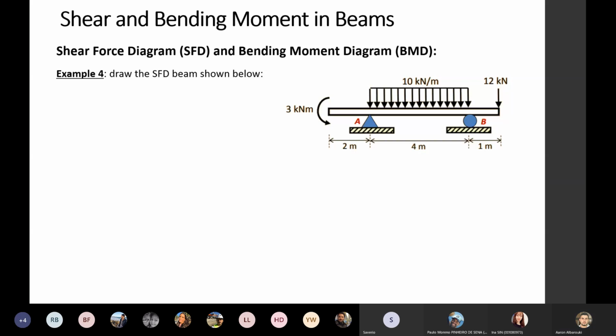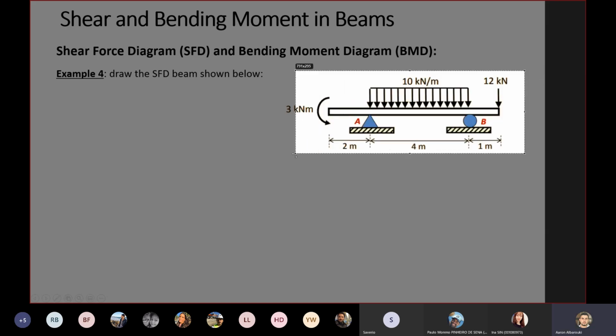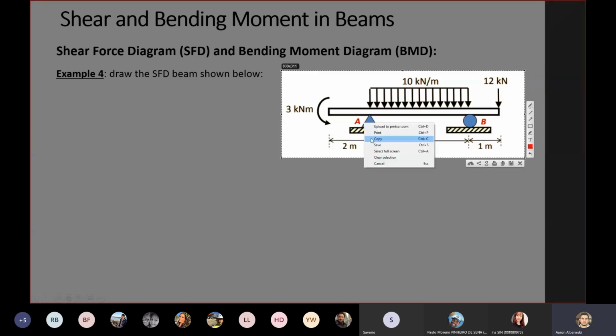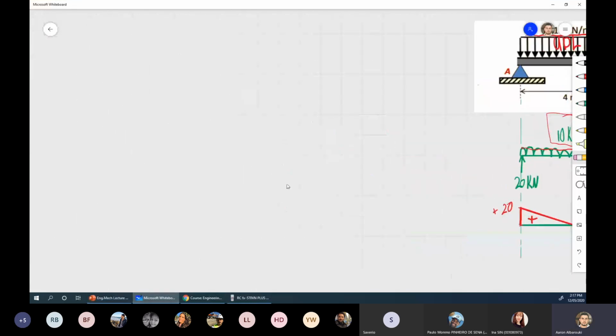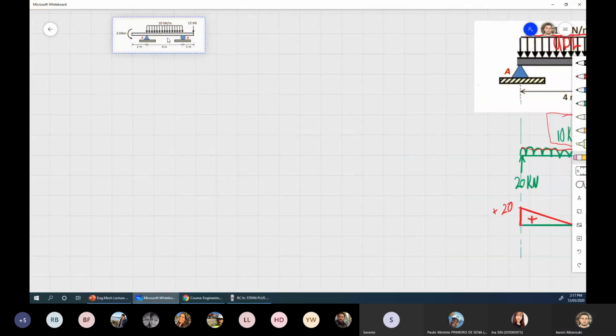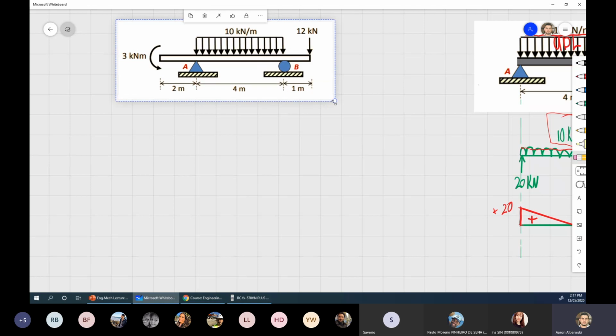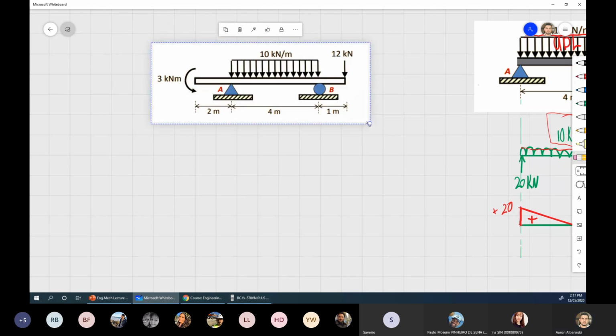Okay, good. All right, guys. So if that's our shear force, if that's our free body diagram, we all start working on the shear force diagram based on what we learned. Simply, this is your free body diagram.